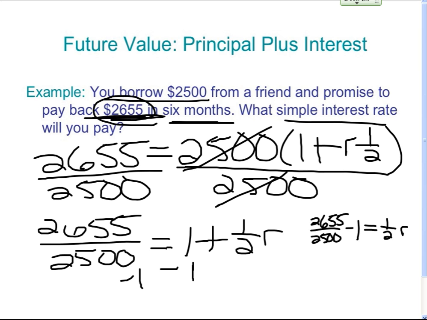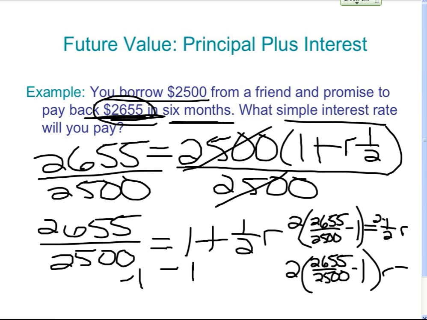Easiest way to do this is multiply both sides by 2. Multiply both sides. And be careful here. You're not just multiplying the fraction by 2. You're multiplying both sides of the equal sign by 2. So don't forget the parentheses. So now we have 2 parentheses 2655 over 2500. Subtract the 1 is equal to, hold on, there we go, is equal to r.